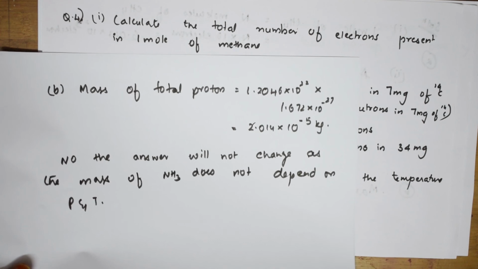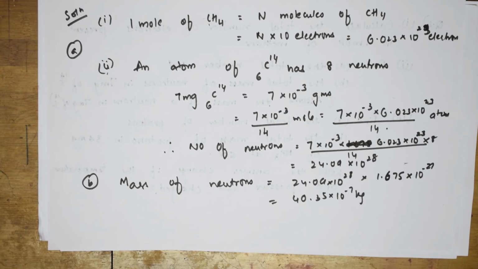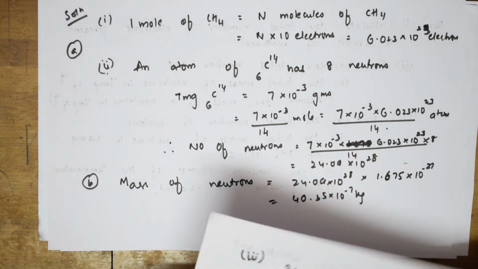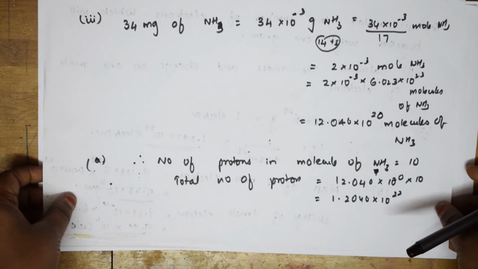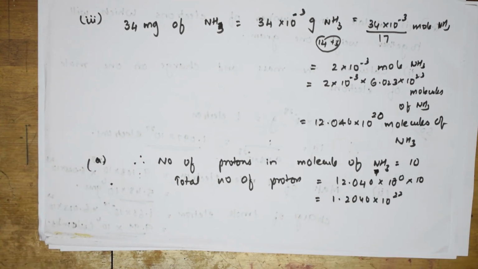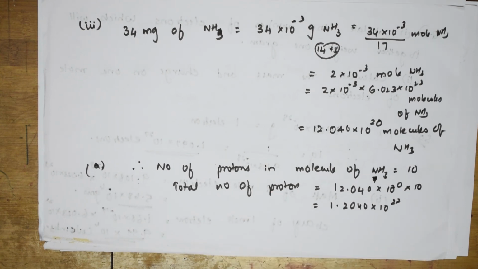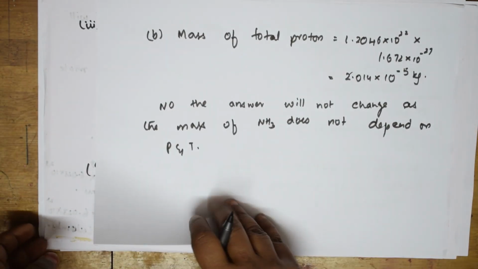I've done this question. I've done the first part, then I have taken 34 milligrams. I've done different pages. After this part, I've done this part also. This is also over. Then I have done the total number of protons of ammonia also. After that, I finish off the answer with this part. Now let's come back and do the fifth question.